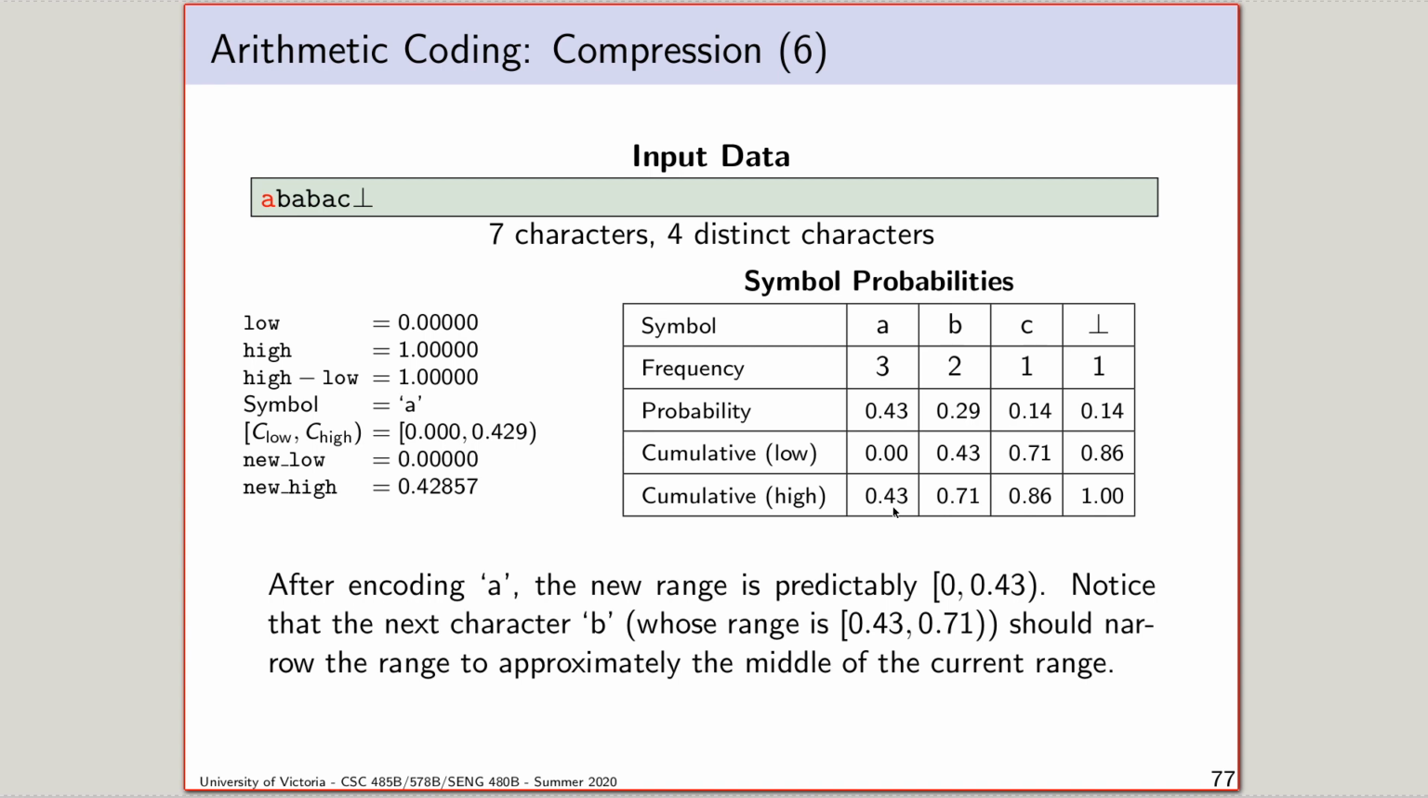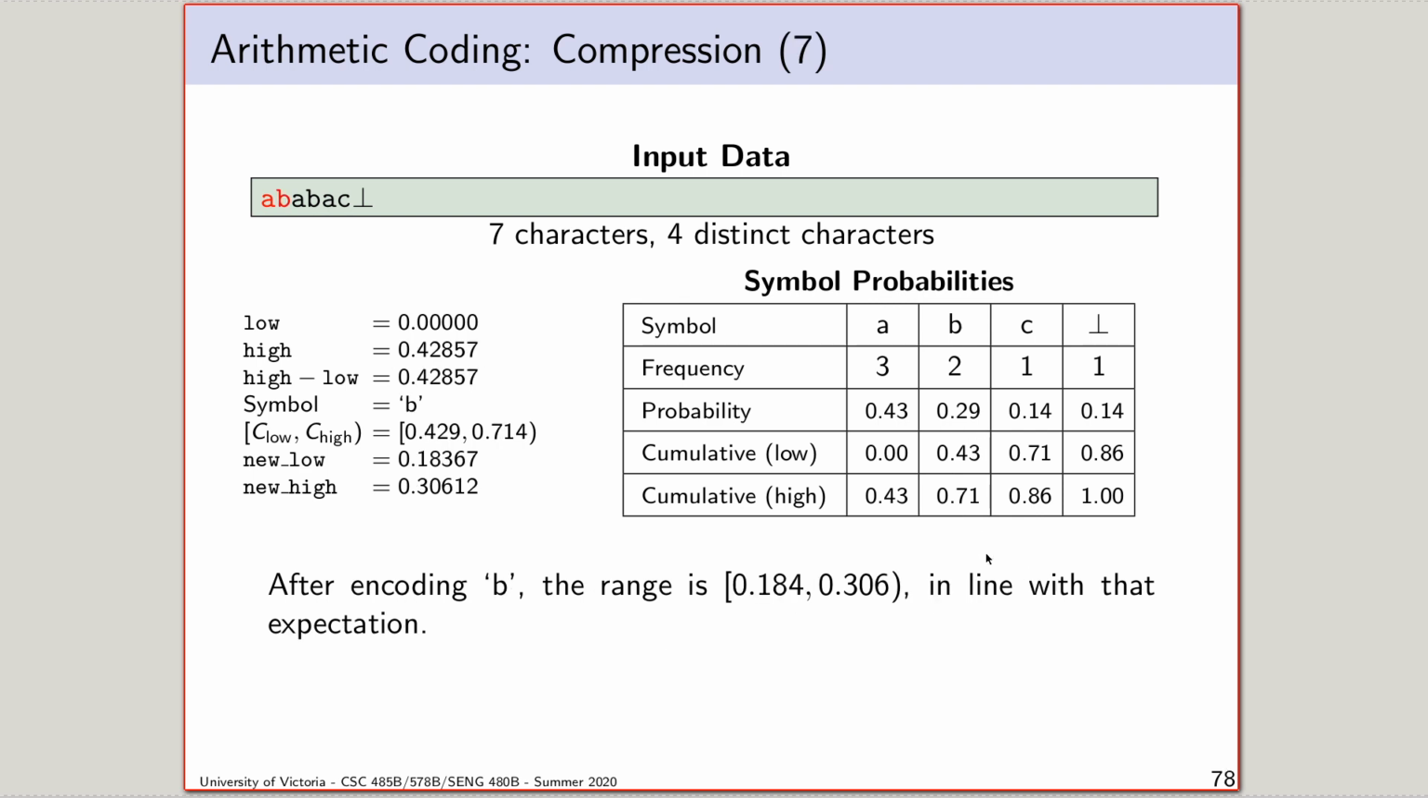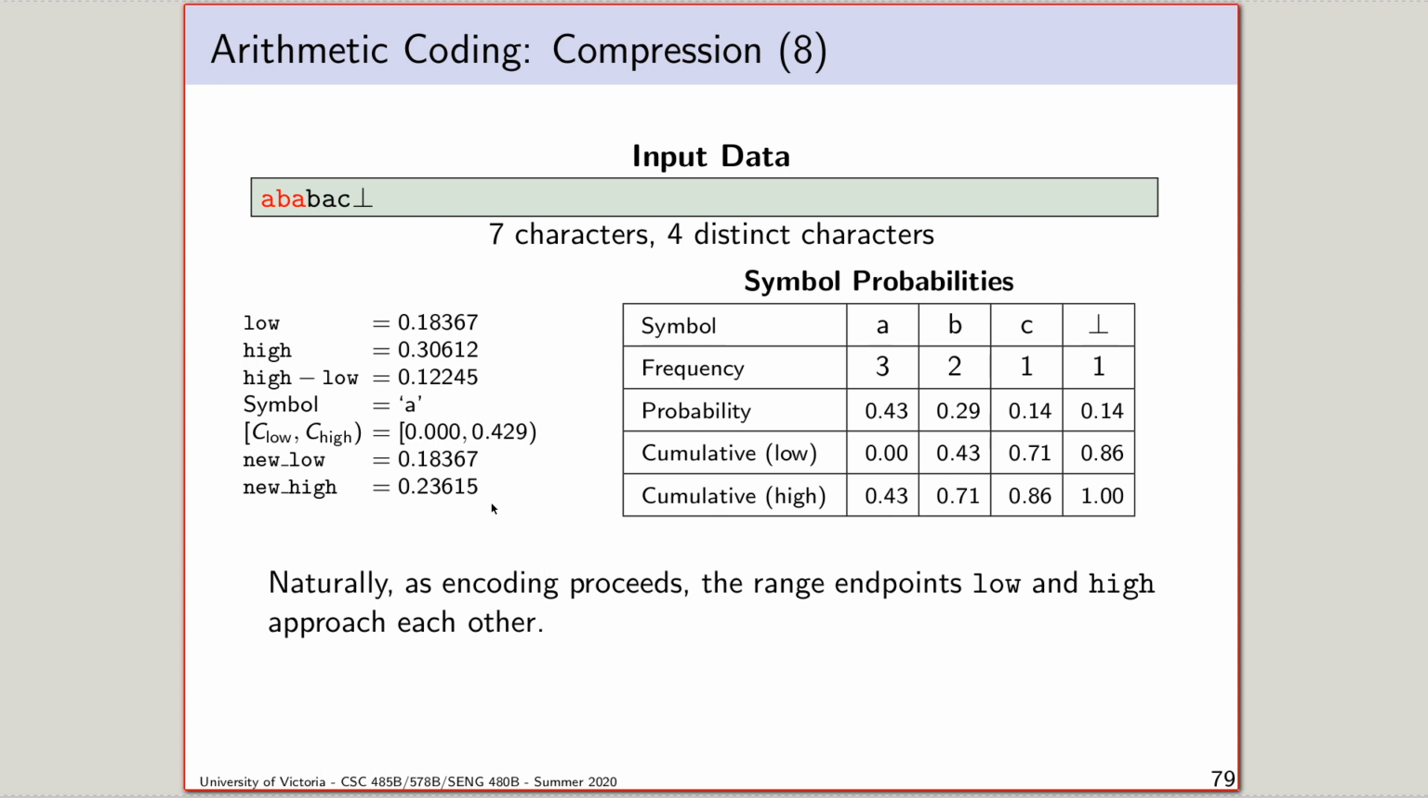So I just apply this equation to scale my low-high window according to whatever symbol I just saw. So after I encode A, I get 0 to 0.43. Notice that B, because B's probability range is between 0.4 and 0.7, I should assume that my window will be narrowed to somewhere in the middle of that range by the next step. And sure enough, it is. My window was 0 to 0.4. Now it's 0.18 to 0.3. And I encode the A, and then I end up 0.18 to 0.23.